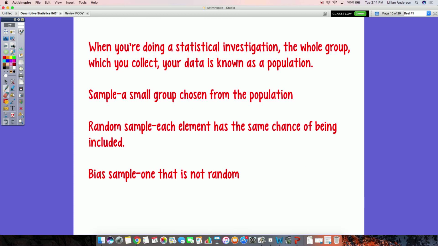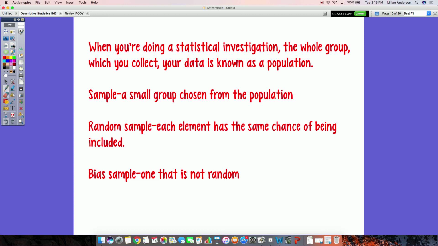So when you're doing a statistical investigation, the whole group, which you collect, is known as a population, right? So like right now we have 1,525, I think, kids here at Lake Wells High School. But a sample is a small group chosen from that population. So on Friday when you guys went around and you collected all your data, like your heights and shoe size, you took a population of Lake Wells High School. That's what you did. Make sense?